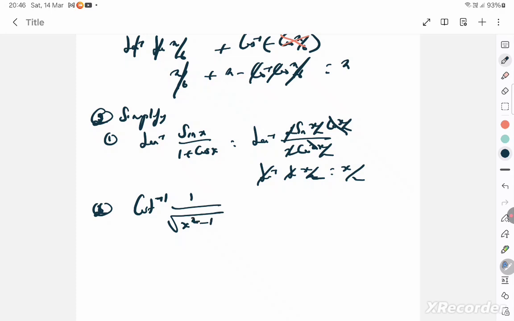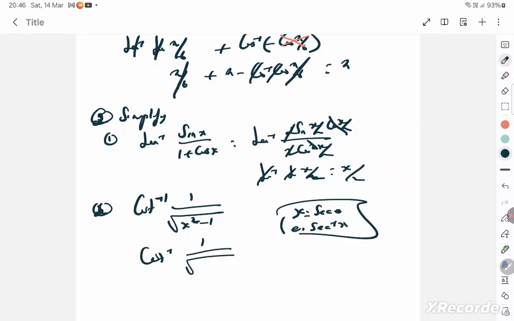Whenever I see a sum like this, I know I'll substitute x as secant theta. So theta will be secant inverse of x. So you do that, cot inverse of 1 by root of secant square theta minus 1, which is cot inverse of 1 by root of tan square theta. The root and square get cancelled. Cot inverse of cot theta is simply theta, which is nothing but secant inverse of x. That is the answer.